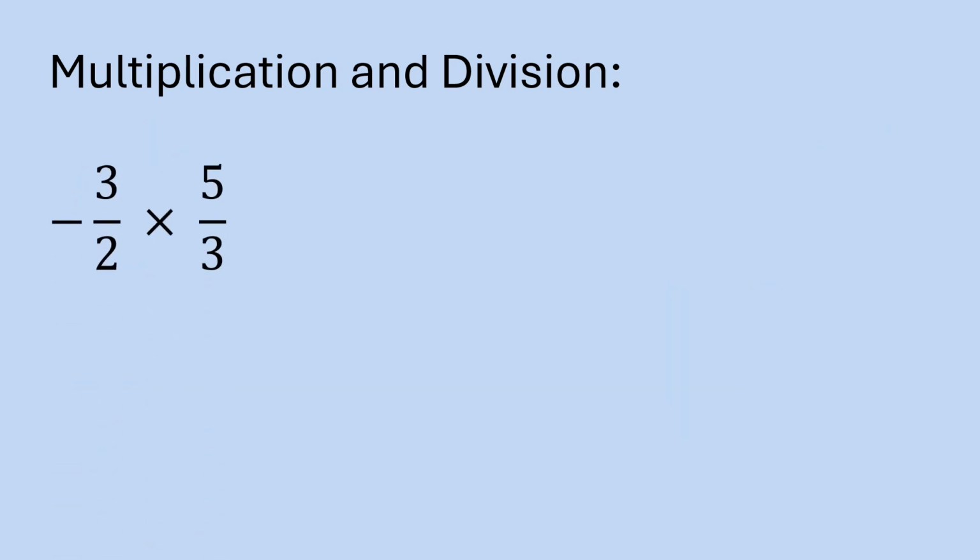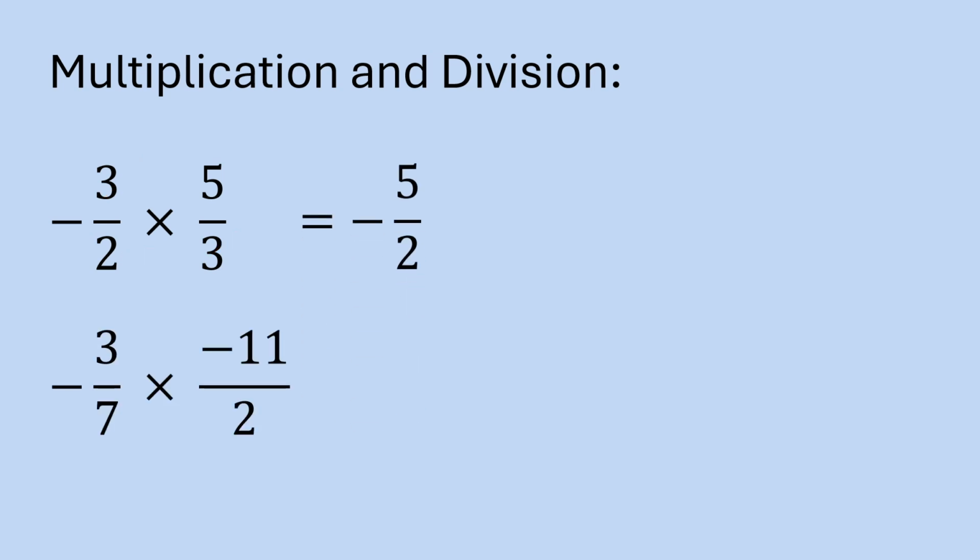Now the first example, negative 3 over 2 multiplied with 5 over 3. We can cancel the same factor 3 here, so the answer is 5 over 2. But one number is positive and one number is negative, so the answer is negative 5 over 2.